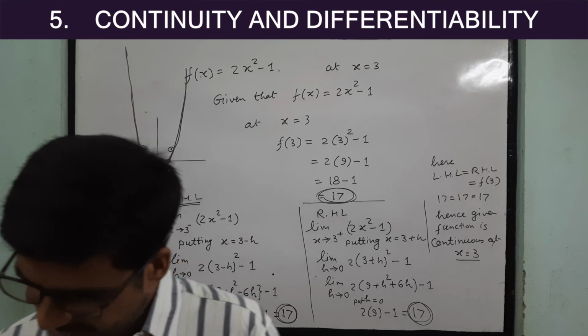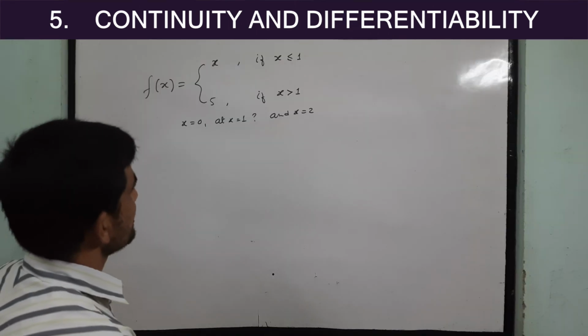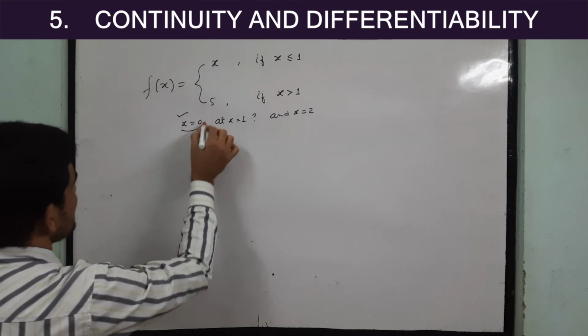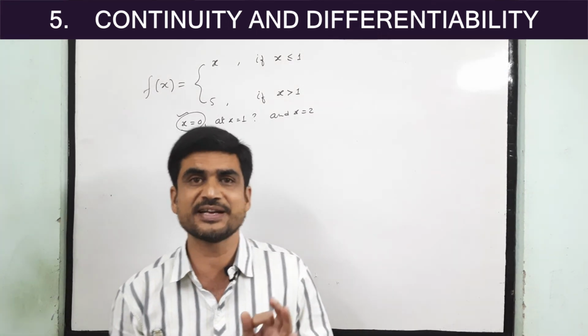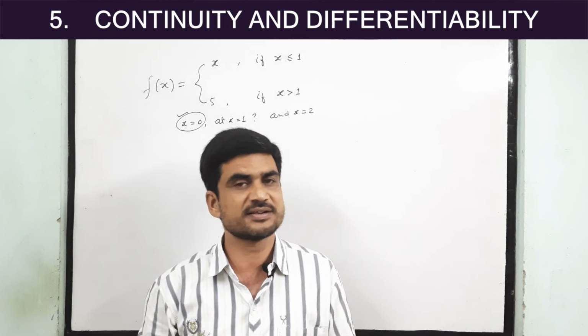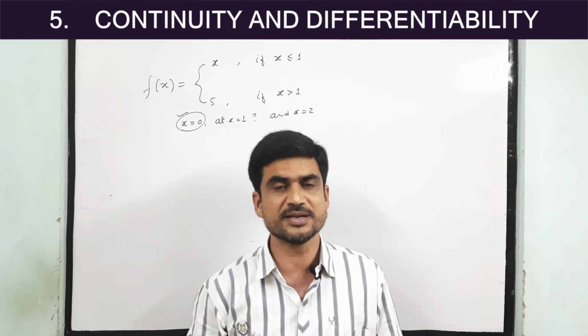Okay, here is the function f defined. It is continuous at x equal to 0, then at x equal to 1 and at x equal to 2. We have to find its continuity at 3 different points. First I am taking the value at x equal to 0. The condition is the same: whenever you have to find the continuity of a function, you need to check its left hand limit, its right hand limit and the value of the function at that given point.